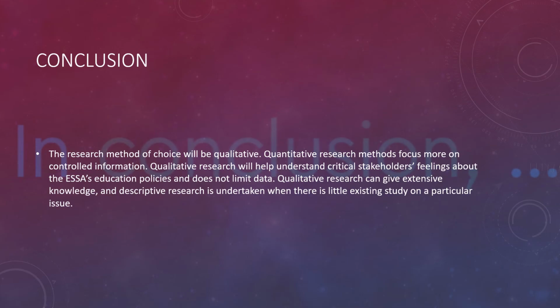The research method of choice will be qualitative. Quantitative research really doesn't focus on the control information. With qualitative research, it will help us understand the critical stakeholders' feelings, which is you guys' feelings about the Every Student Succeeds Act policies on education. It does not limit the data.